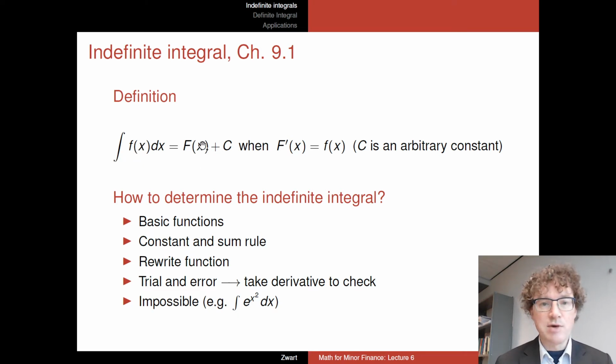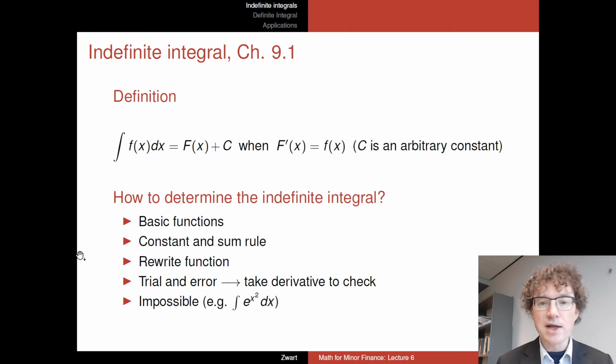And the answer will be some function capital F of x plus any constant, where this capital F is chosen in such a way that the derivative of that capital F is the little f that you're after. Just like before, the little f was 2x and the capital F was x squared. So x squared plus any constant were indefinite integrals of the function little f equals 2x.